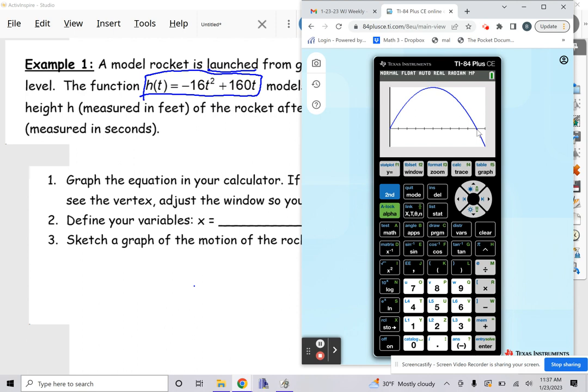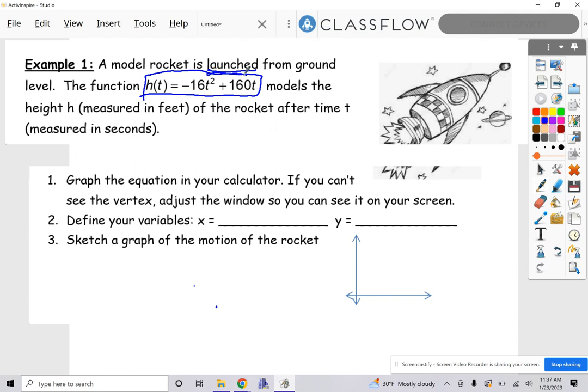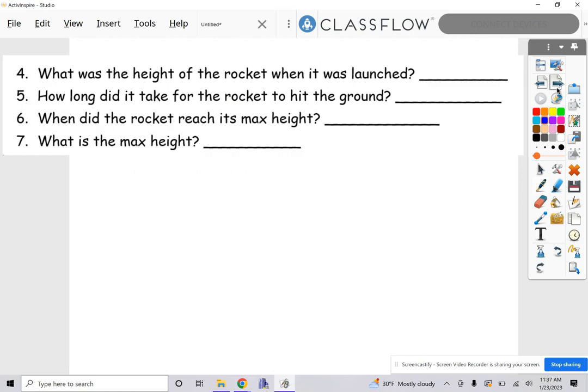It definitely looks like it's 10, but it's always worth double checking, okay? So launched, we're dealing with projectile motion, so time and height again. This one looks like it starts from the ground, pops up, pops back down. Okay, so first question, same thing. What was the height of the rocket when it was launched?